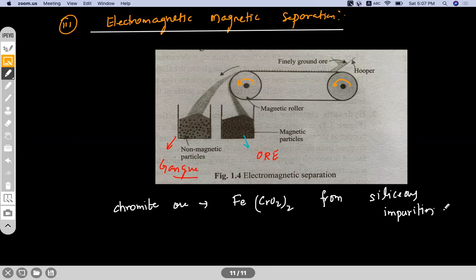Okay, so this is the third method we have under concentration of ore, electromagnetic separation. It is the electromagnetic separation method. Okay, next method we have in concentration of ore, the fourth one you write down. The fourth one we have is the froth flotation method.